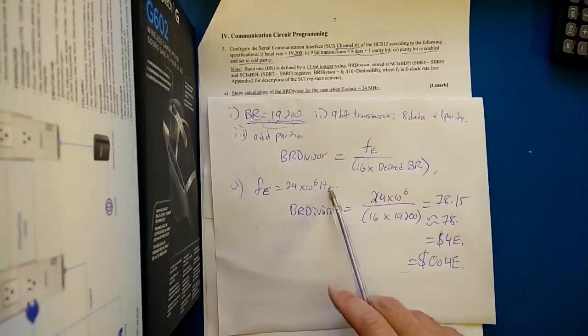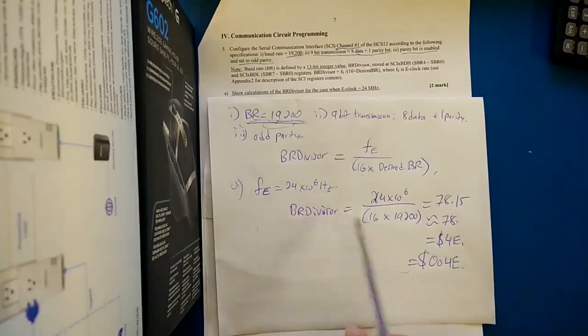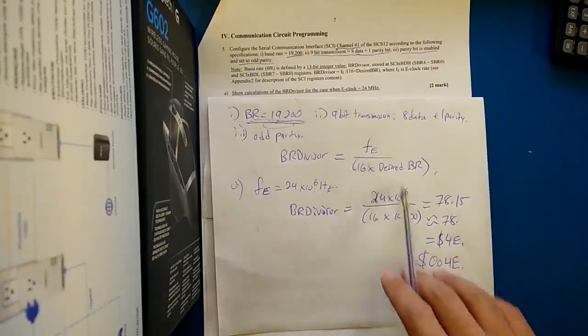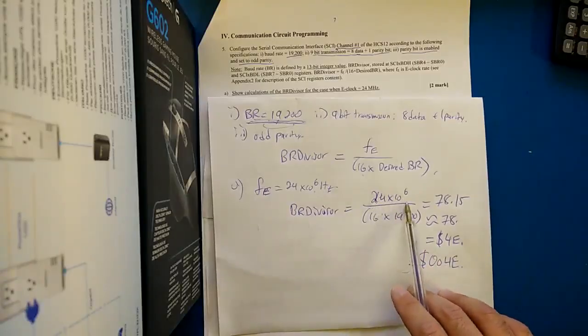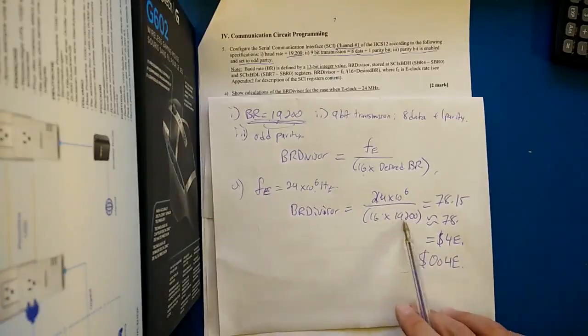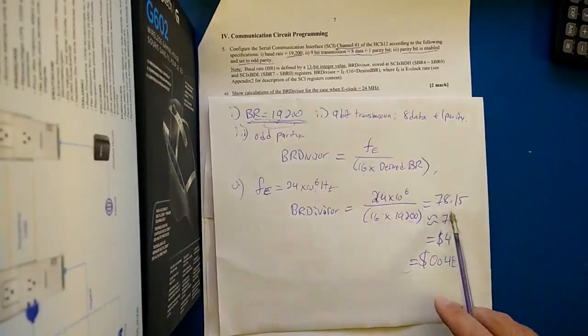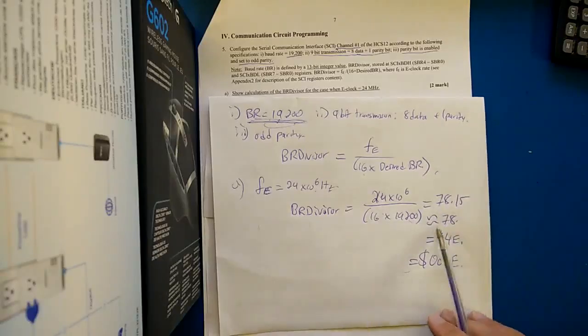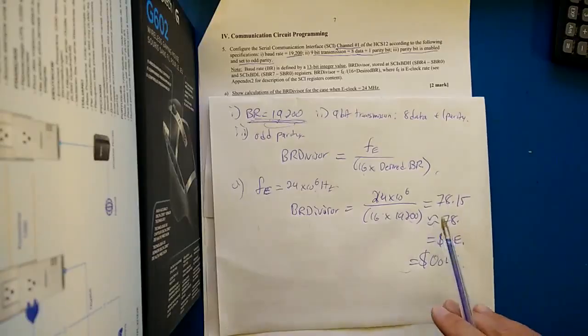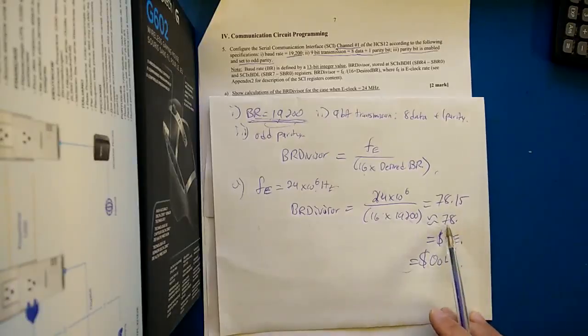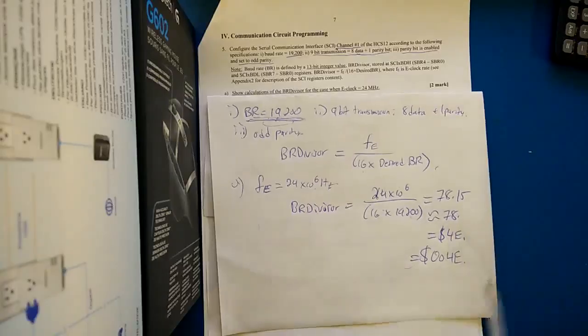So this is the frequency of the E clock, which is 24 megahertz, which is 24 times 10 to the 6 in hertz. You have to convert it into hertz here, and so putting that into the equation, it's 24 times 10 to the 6 divided by 16 times the desired baud rate, which was 19,200 that we wanted, and it approximately equals 78.15. And we have to round that off to an integer value of 78 because you can't put in decimal values in terms of hex.